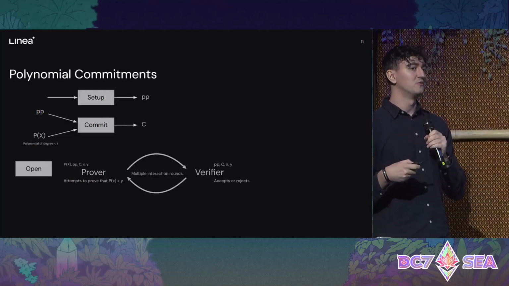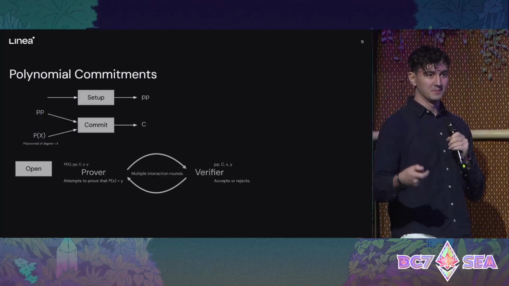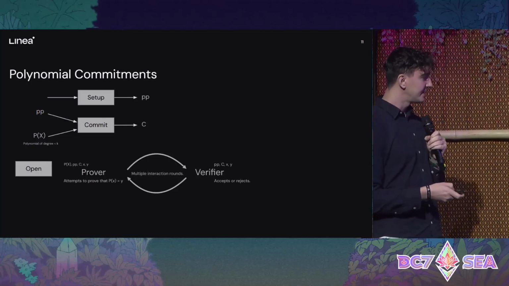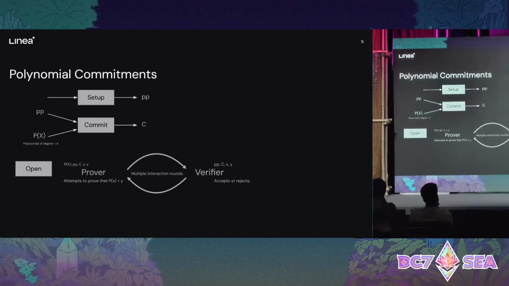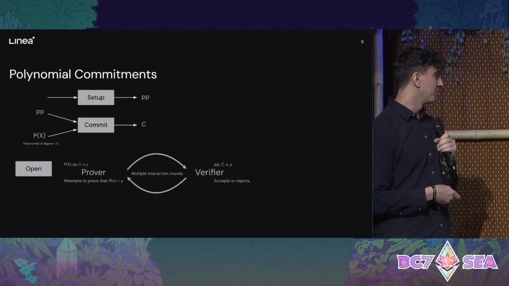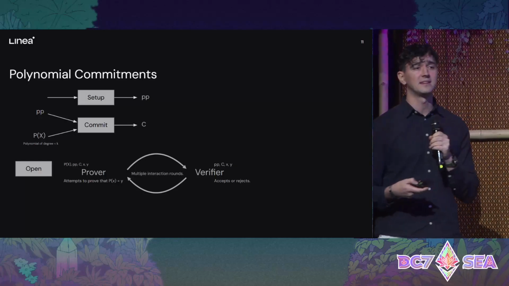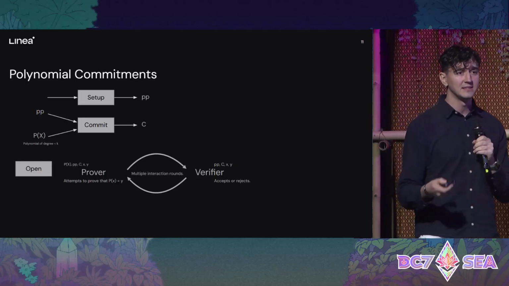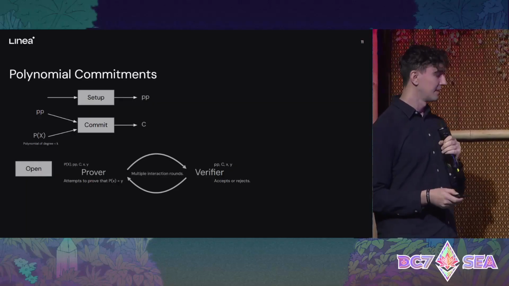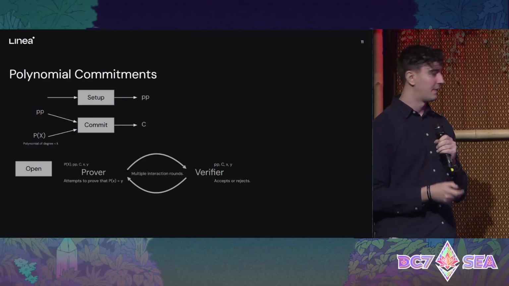And then we want to reason about this polynomial, about this commitment that we just made. And basically, we're going to look at a protocol that's interactive between a prover and a verifier. They both have access to the parameters and the commitment, and in the case of the prover, also the polynomial. The verifier doesn't know the polynomial, only knows the commitment. And the prover basically attempts to prove that p of x is indeed equal to y. And this happens over multiple interaction rounds.